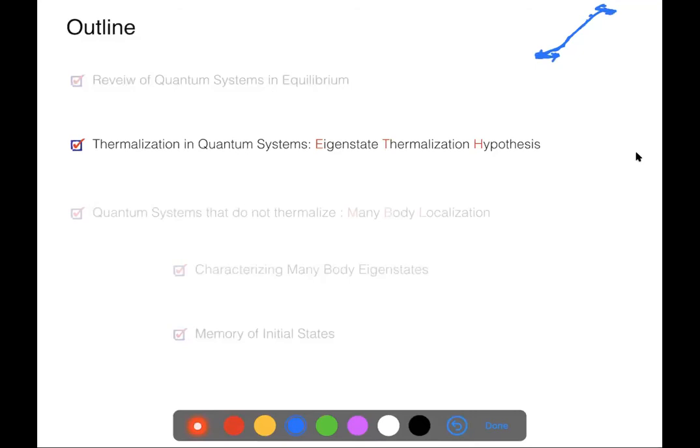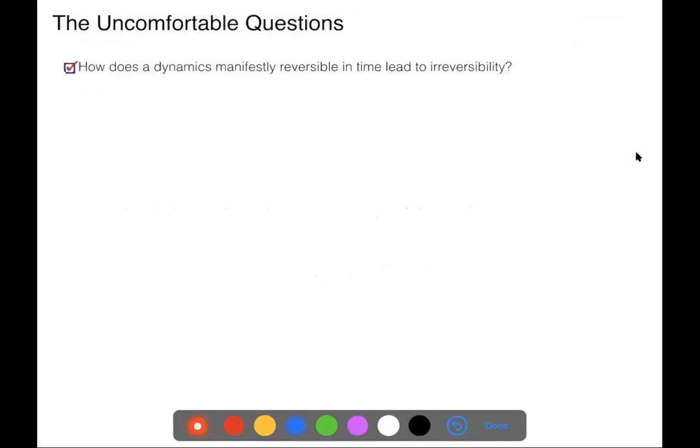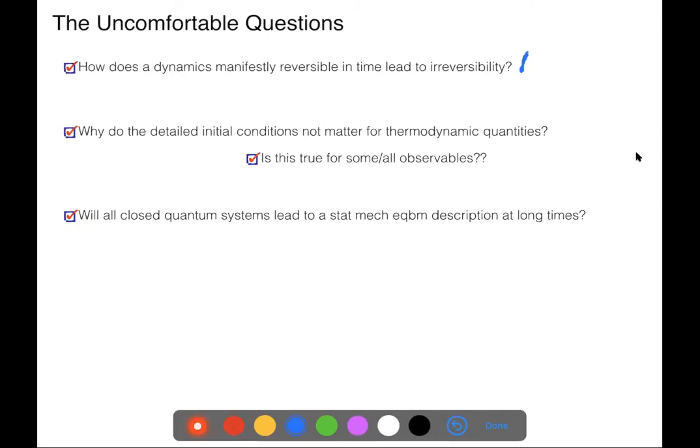Okay, so let's move a little bit to the uncomfortable questions. This very successful program, of course, is underpinned by some things which are still, I would say, not very satisfactorily answered. How does a dynamics which is manifestly reversible in time, which is the microscopic dynamics, lead to irreversibility in terms of this kind of macroscopic coordinates like entropy? This is an important question. We will not talk a lot about this today.